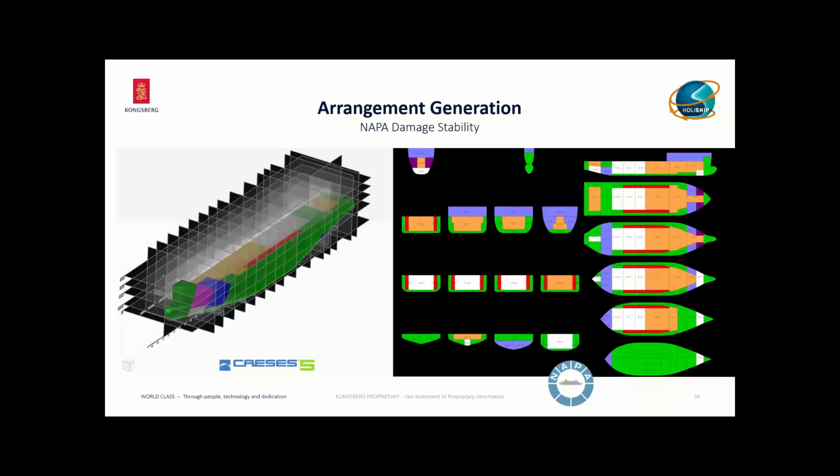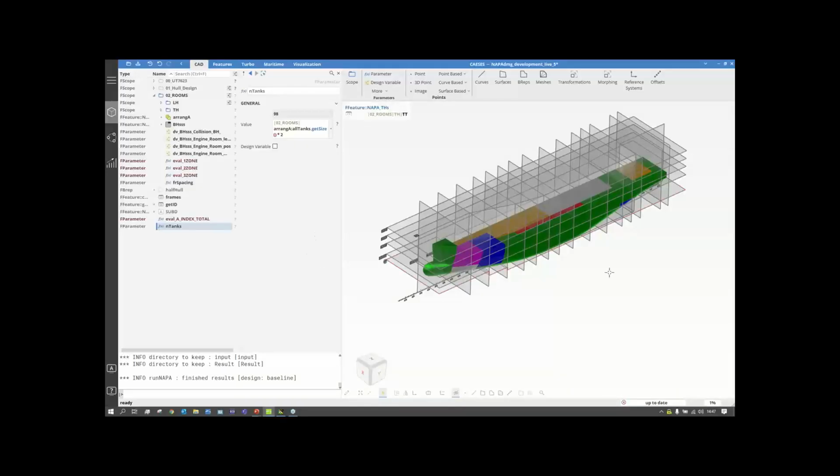So this is my final slide before the live demonstration, and you can see this is one of the optimizations we recently ran. These are plots of the tank arrangement in NAPA, and this is the tank arrangement being generated in CAESES, and how design variables generate different numbers of bulkheads, different positions of longitudinal bulkheads, and also tank subdivision subsequently.